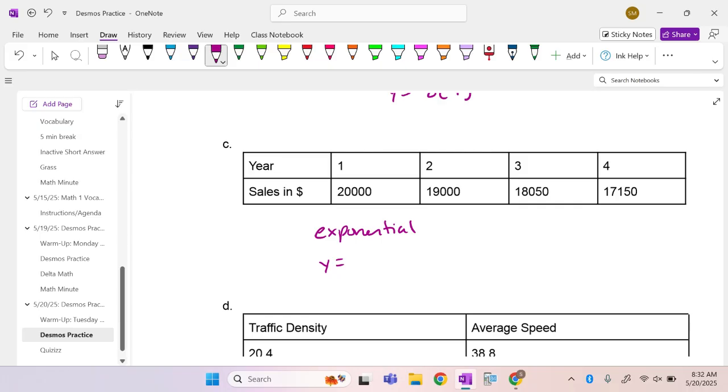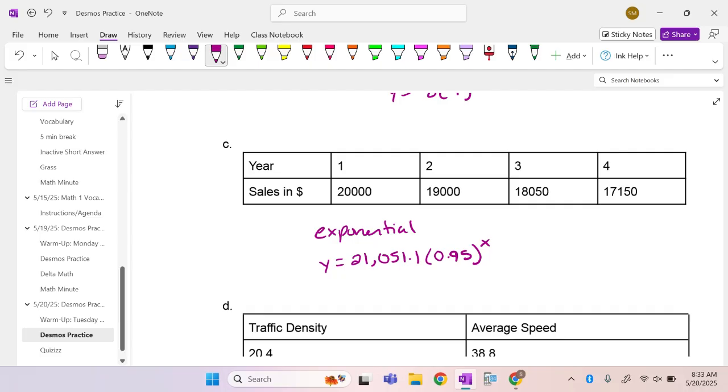So if you take the A and B values that they gave you and plug them in respectively, this should have been about what you guys got. So A was 21051.1, B was about 0.95, and then you raise it to the x power.